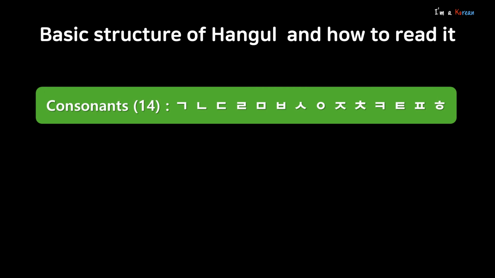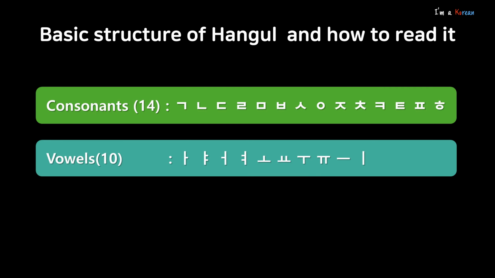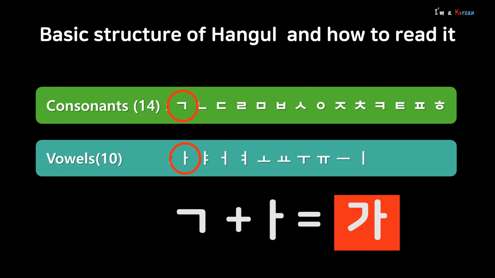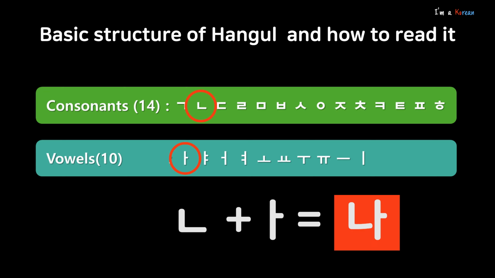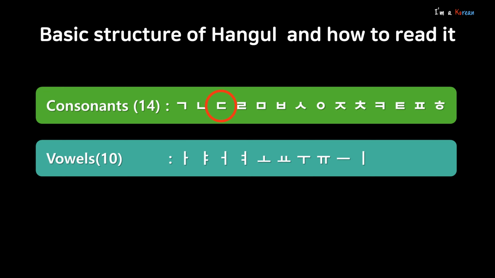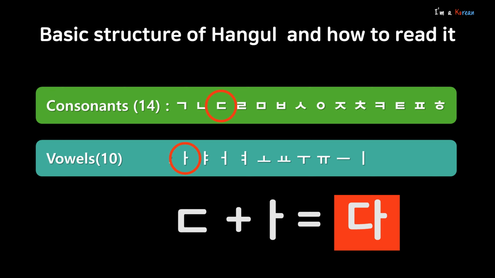The 14 consonants and 10 vowels in Hangul combine to form syllables. For example, giyeok and a combine to make ga. Nieun and a make na. Digeut and a make da.